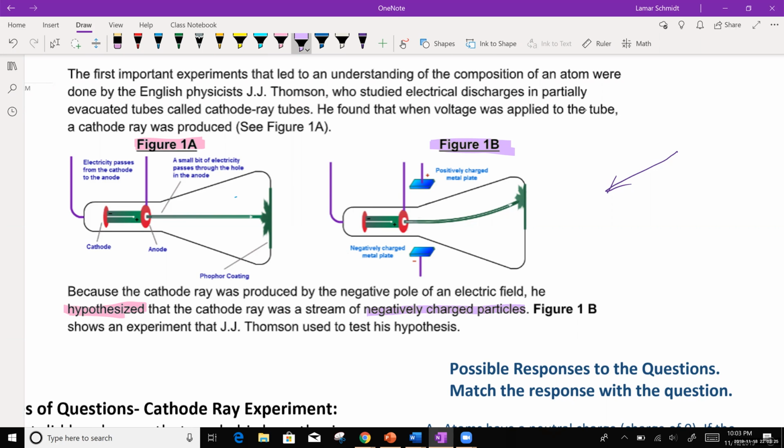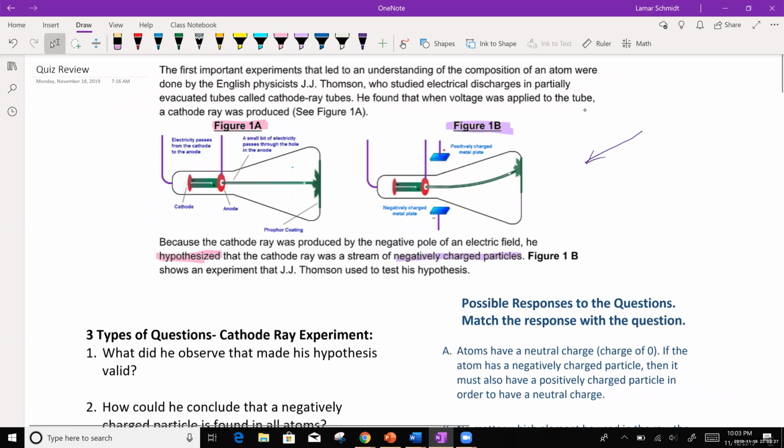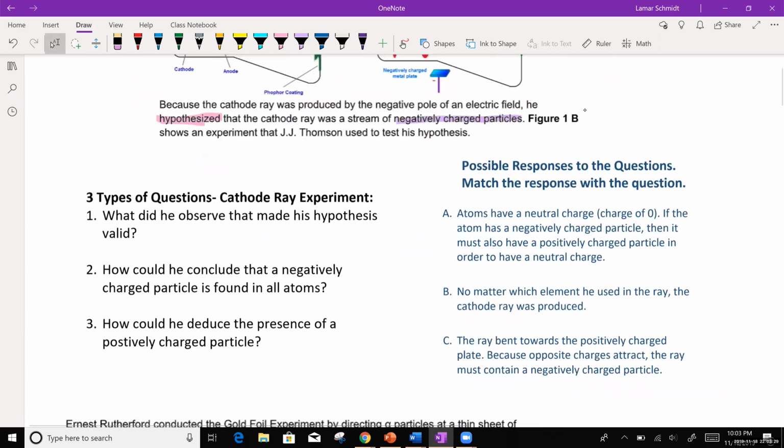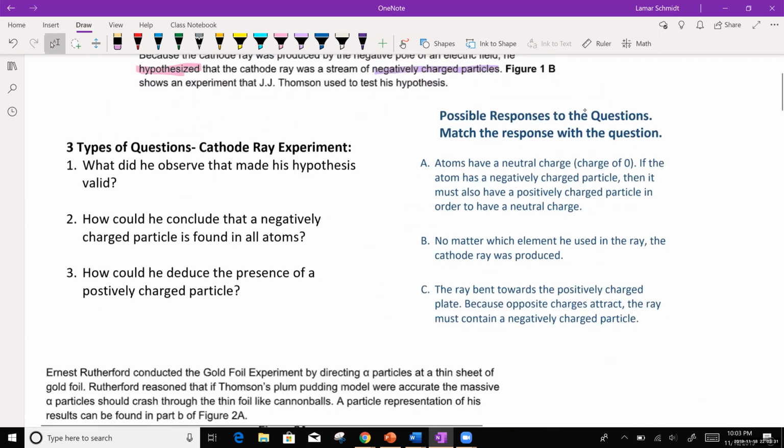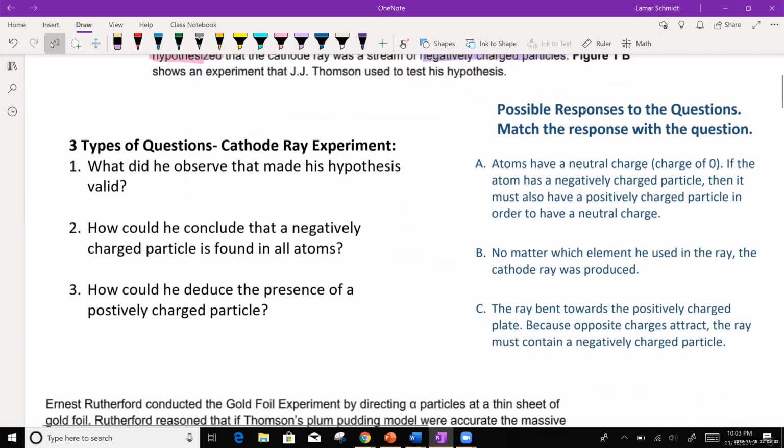So I have some questions associated with this, and I want you to answer these questions. And I have some choices, so I'm going to magnify those. And so take a minute to answer these three questions.